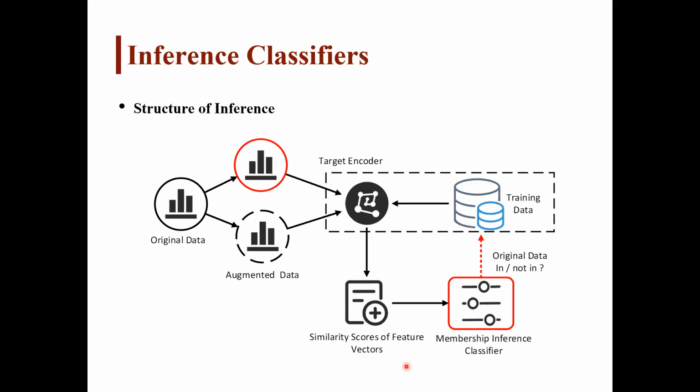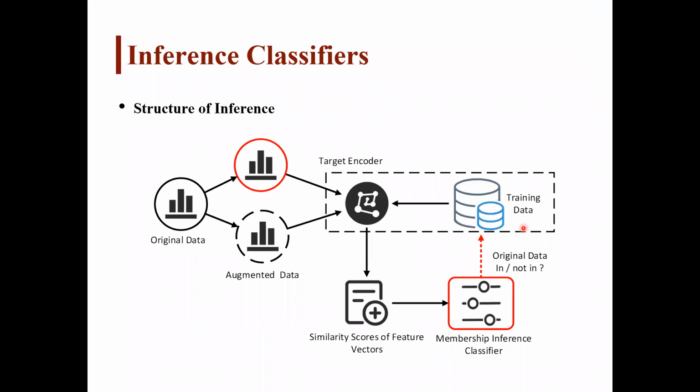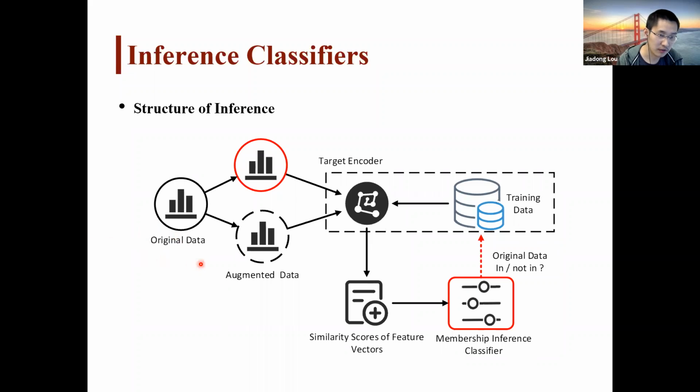Okay, so Jiadong, here in this figure, the original data and the right side, the training data, what's the relationship? Oh, there's no relationship. Here, the training data is used to train this target encoder. In the real attack scenario, we don't know anything about this training data. Here, the original data is the data we want to know whether it is in the training dataset. I use the term original data to differentiate it from the augmented data versions.